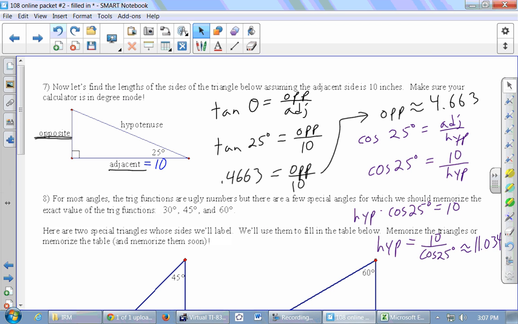Okay, so that's our answer. If you want, you can check with the Pythagorean theorem. If you know 4.663 and 10, try the Pythagorean theorem. Hopefully we get something very close to that.